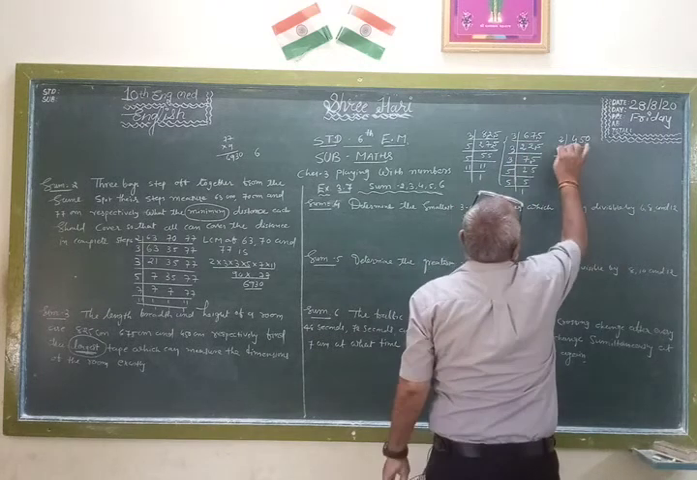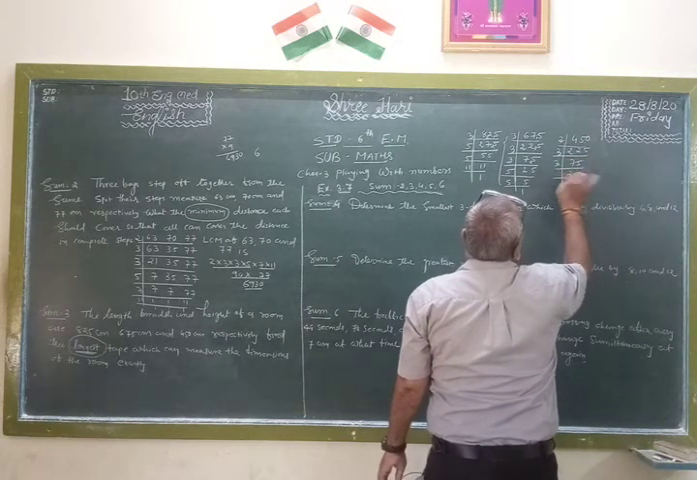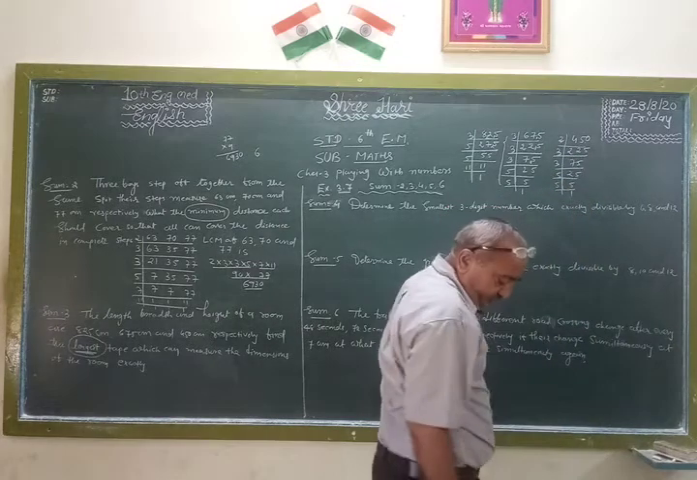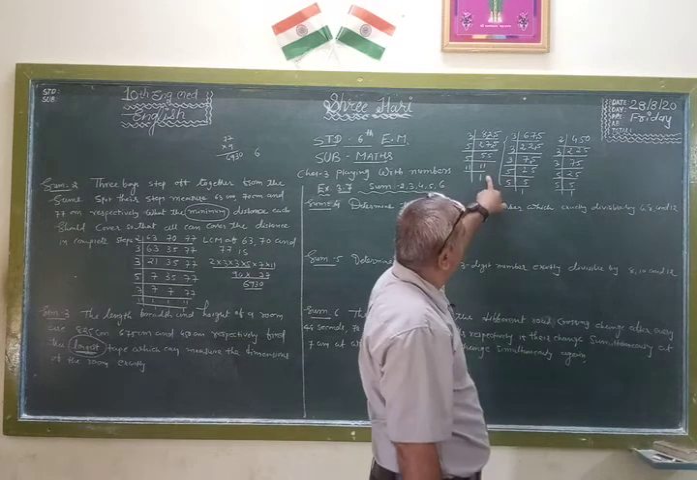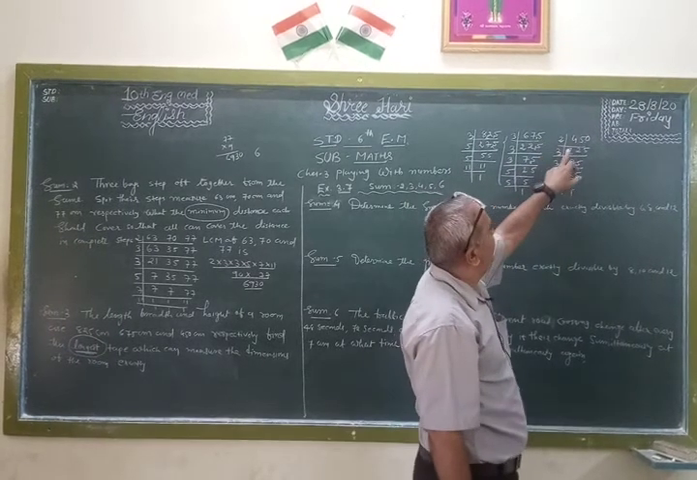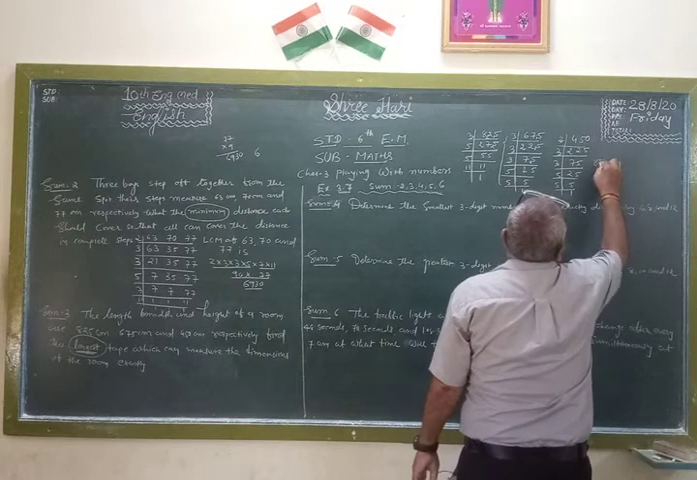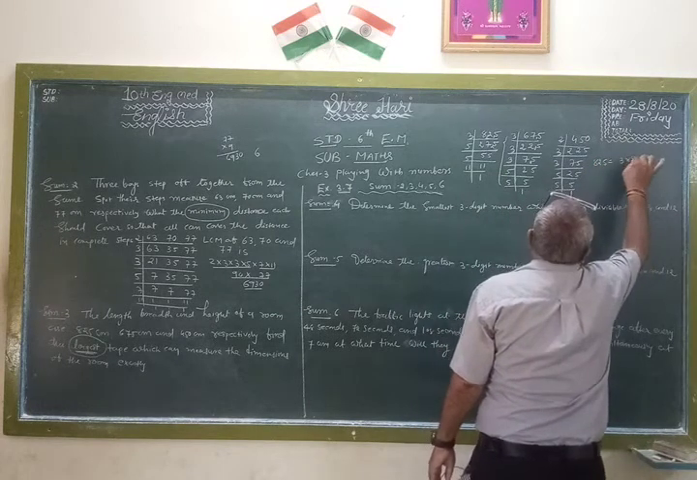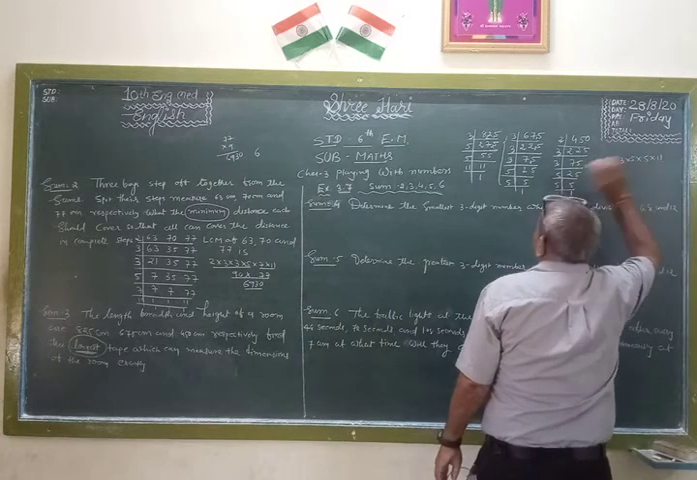So we write here 825, and we have its prime factors. Now we have the prime factorization of 825, 675 and 450. I write here 825 is 3 into 5 into 5 into 11.